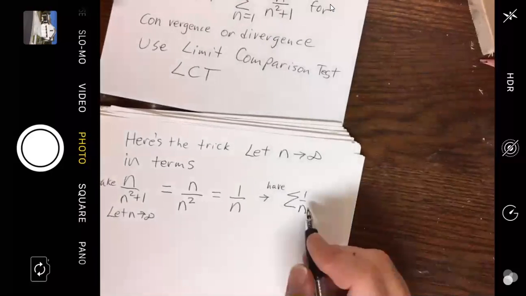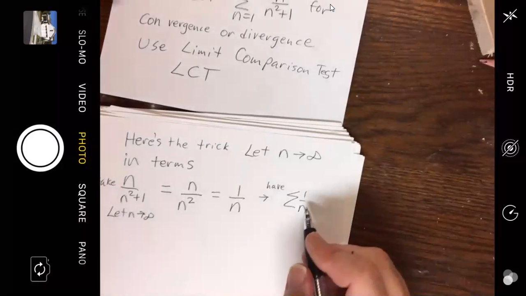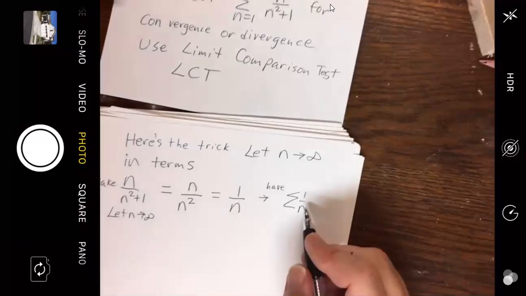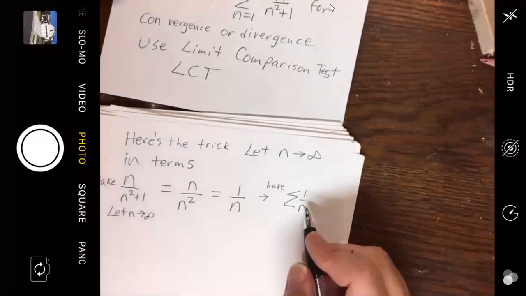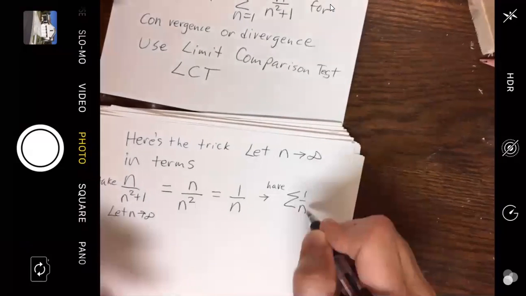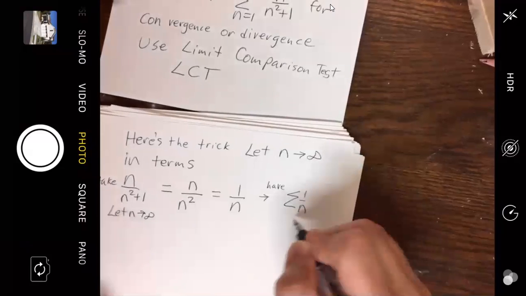Okay, now I want to draw a conclusion. Does this converge or diverge? I hope we've convinced you this diverges. It's harmonic. With first power, you can call it harmonic, and therefore it diverges. You can also say it's a p-series with p equal 1, so it diverges.